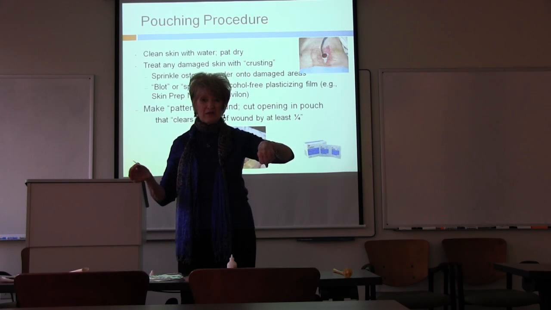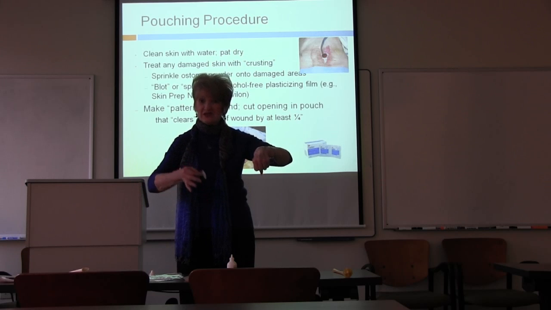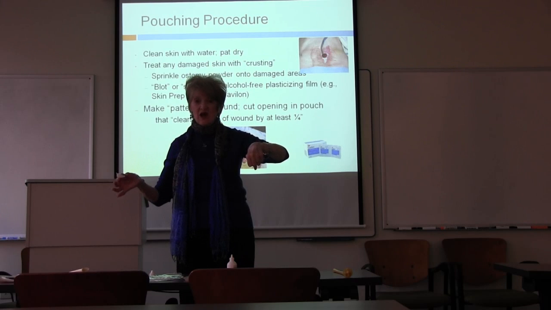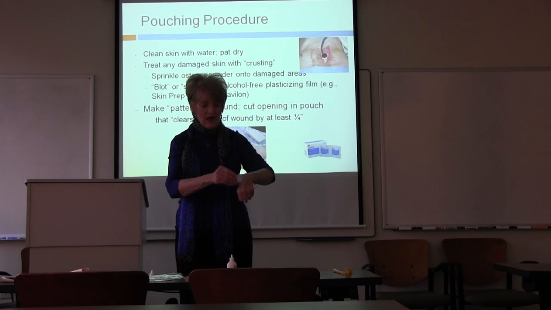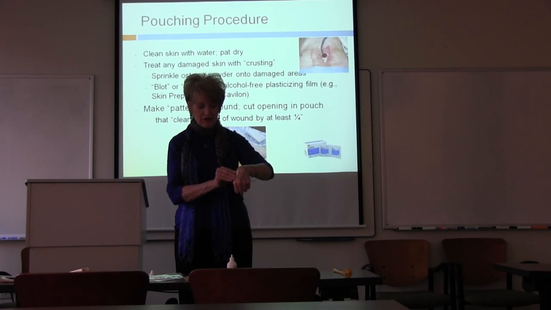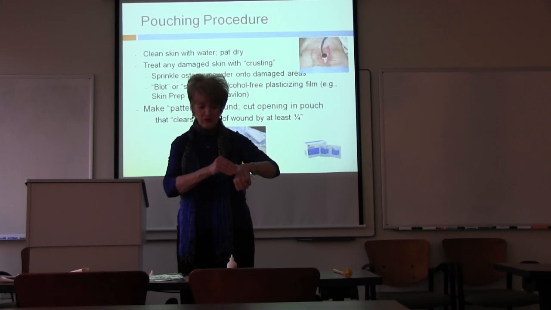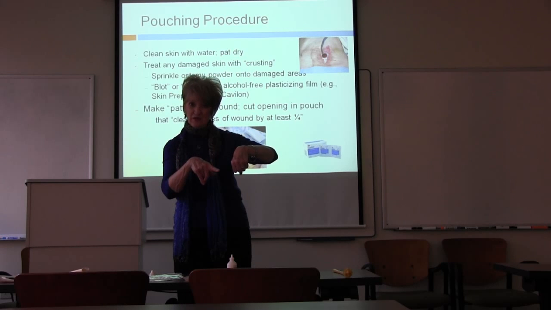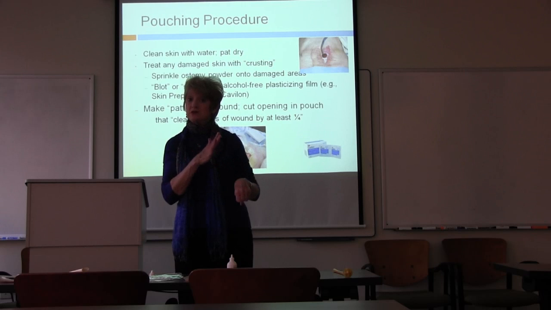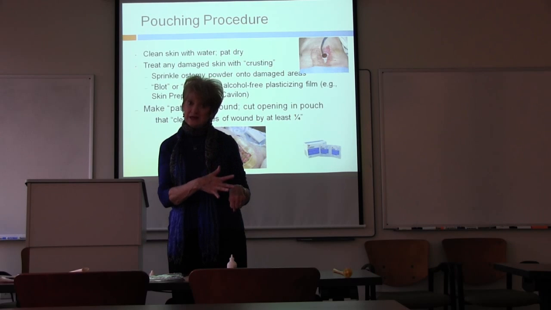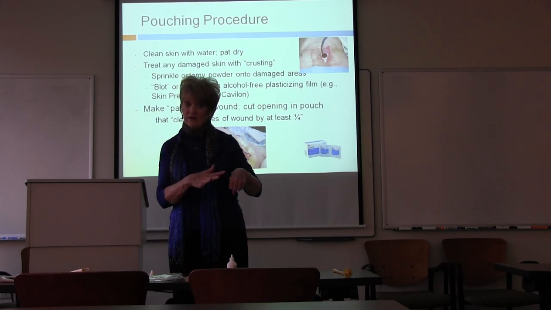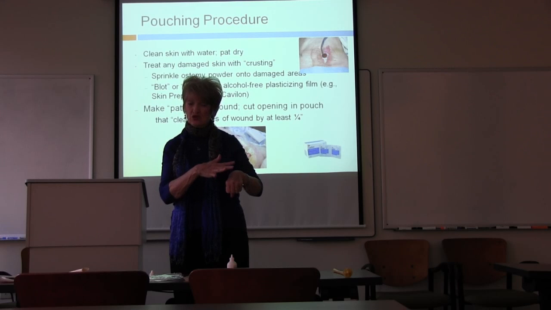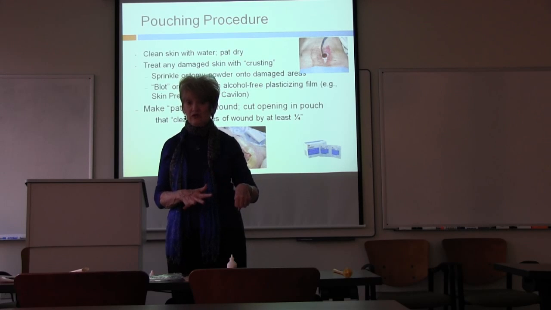protective white skin preps: Cavilon, Sure Prep, Hollister Skin Gel, AllKare, it doesn't matter. And you're going to blot over the powder. It looks like you're picking all the powder up, but you're not. When it dries, you'll be able to see that you have a plastic film on top, and underneath you have that protective layer of powder. So now that damaged skin is protected, but on top you have a plastic film that allows you to attach your pouch, just what you need.